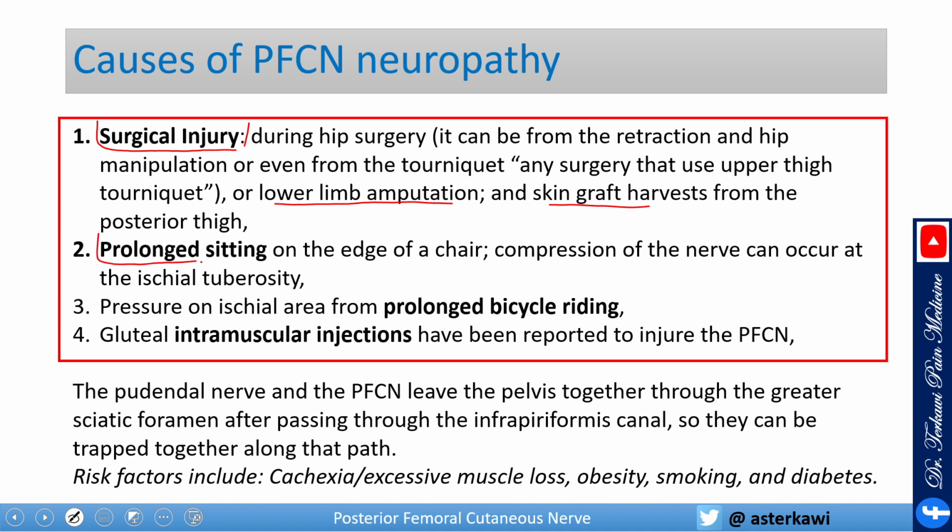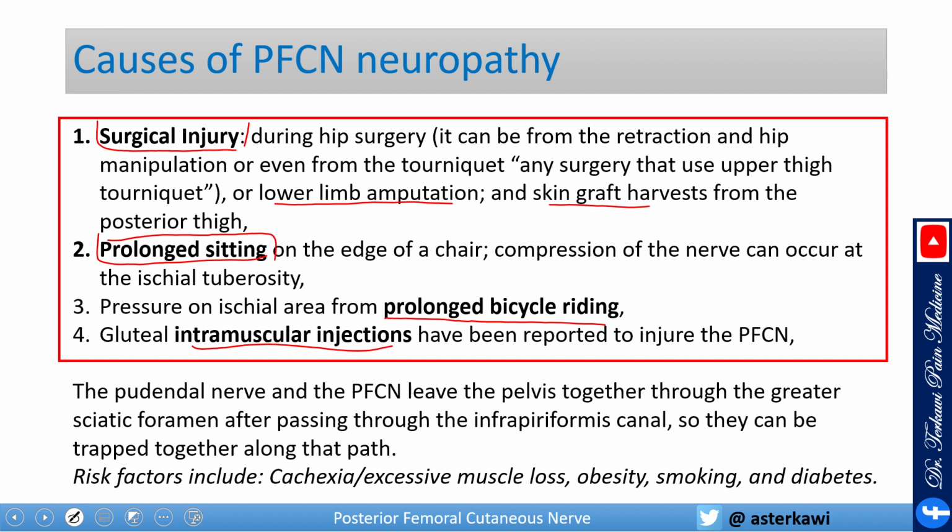Another common cause is prolonged sitting on a chair, specifically at the edge of the chair. If you have this kind of habit, it compresses the nerve, and this can occur at the ischial tuberosity. This can also be a cause of sacroiliac joint dysfunction and piriformis muscle problems. Another possible cause is prolonged bicycling, which is similar to piriformis. And then intramuscular injection: if you end up going in the wrong place, you can injure the nerve.